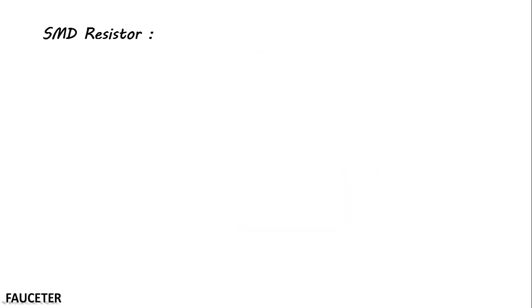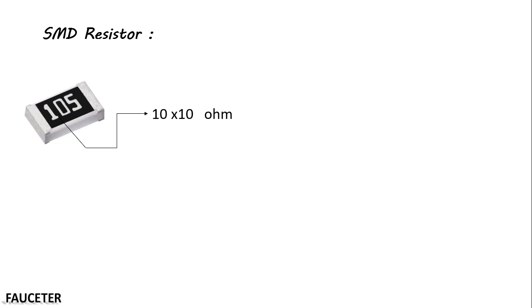Now we move on to the SMD type. The number printed on the surface of the resistor represents the resistance. If 3 digits are printed, the first 2 digits represent the first 2 significant digits of resistance in ohm, and the third digit represents the multiplier as a power of 10. Then the value of the resistor is 1 mega ohm.